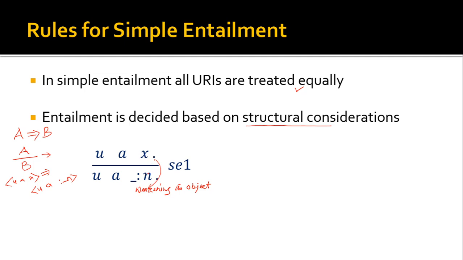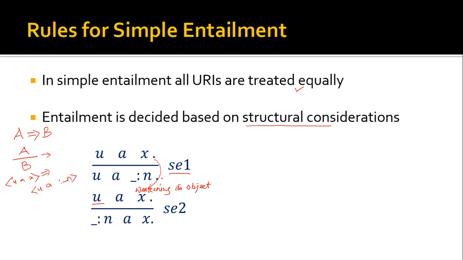If we do this for the object, that is our simple entailment rule 1, and we can do the same thing for the subject, right? You can replace the subject with a blank node, and this will weaken the subject. And this is your simple entailment 2. So these are the two rules that are relevant to simple entailment.